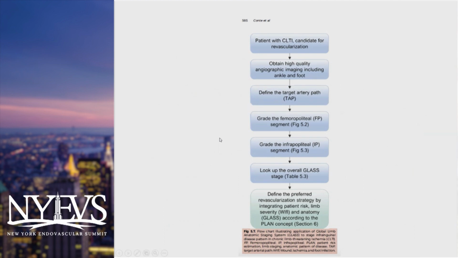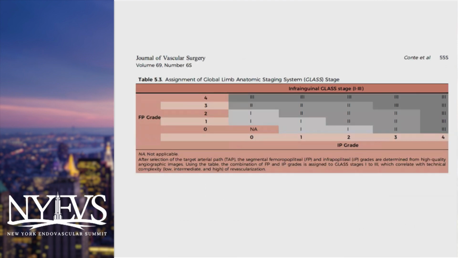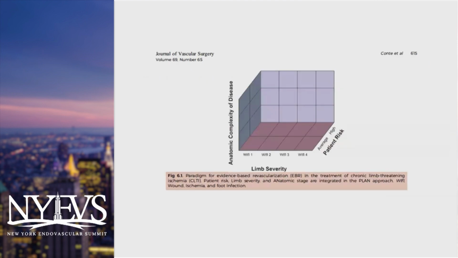then define the target artery path, that is, what path are you going to take to establish flow from inflow to outflow. Then, there are components to it: you grade the FemPop segment, grade the InfraPop segment, and then put it into a scoring system called overall class stage. For aortoiliac, they only give 2 classifications, 1 and 2. But then for FemPop and infrainguinal, this is the grading system, class staging, that you have to apply to the patient.